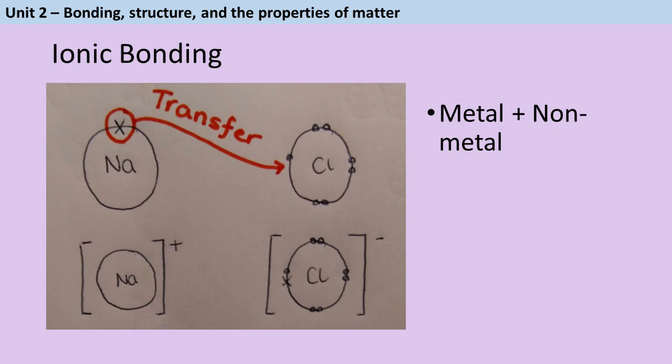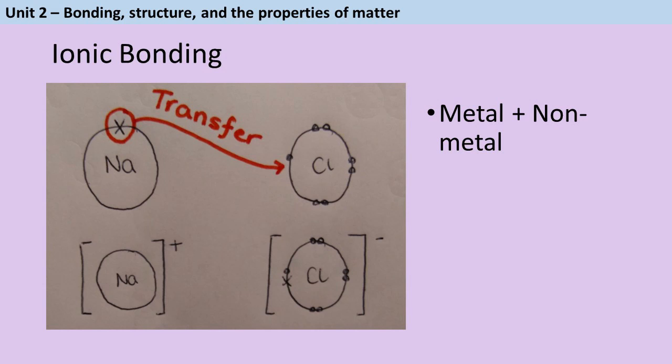Now all bonding is to do with elements becoming more stable, more energetically stable. And elements are at their most stable when they have a full outer shell. So for metals, which usually only have 1 or 2 electrons in their outer shell, energetically the best thing to do is to give those electrons away. Whereas for non-metals, which are kind of missing an electron or 2, the best thing for them to do is to take those electrons on.